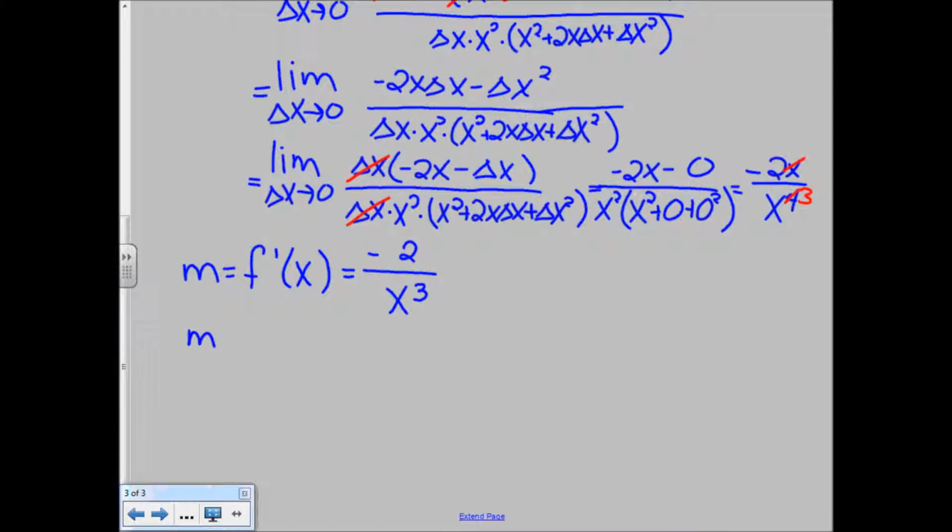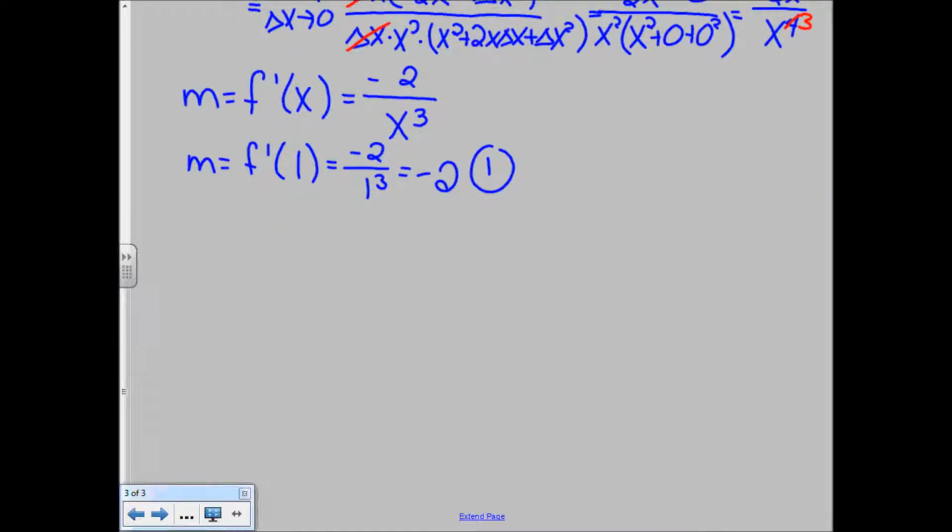Which means we were interested at the point 1, 1. So our slope here is just going to be the derivative evaluated at 1. So we get negative 2 over 1 cubed, which is negative 2 over 1, or negative 2. Okay, so now all we have to do, that was our slope, so piece of information 1. All we have to do is plug into that point slope formula that we had, that y minus y1 equals slope times x minus x1. Simplify, and we'll have the equation of our tangent line. We'll be all done. Okay, so let's plug in.